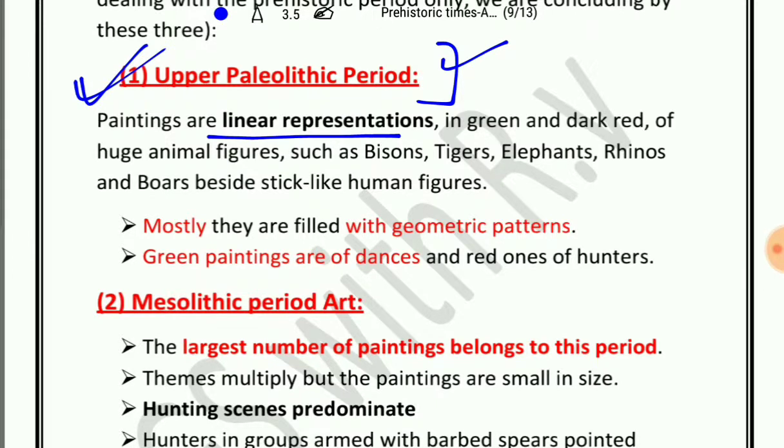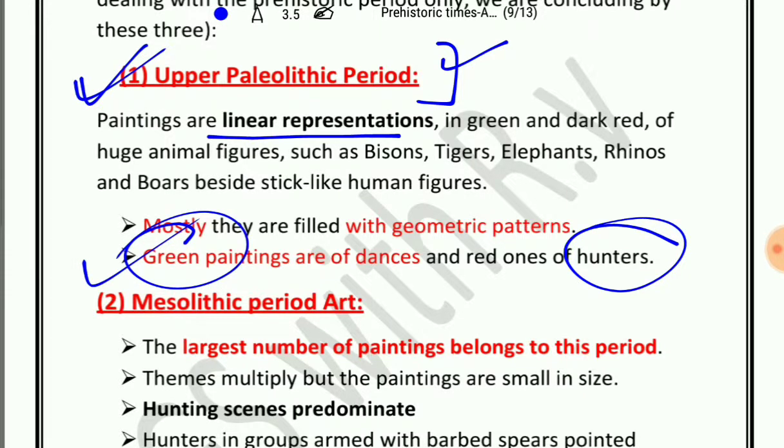Mostly they are filled with geometric patterns, and the green paintings are of dances and red ones are of hunters. So there was also a color distinction in the upper Paleolithic period of the Bhimbetka caves: green paintings were used to represent the dances and red color was used to represent the hunters.